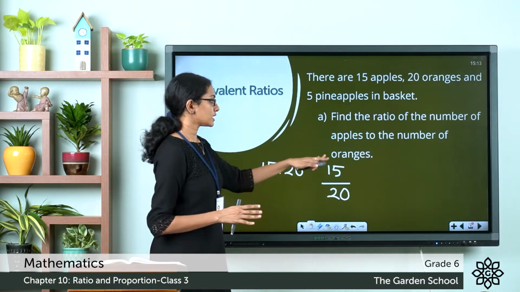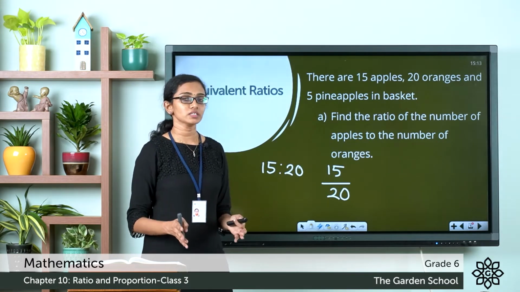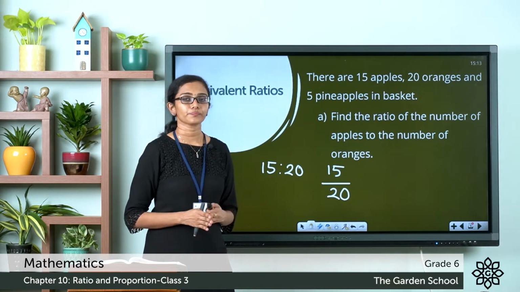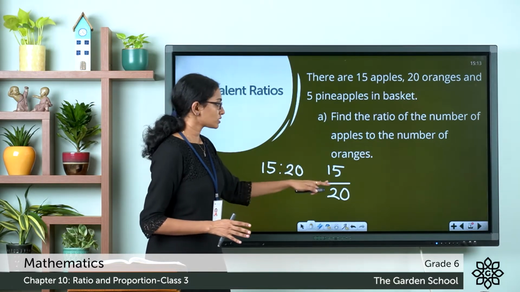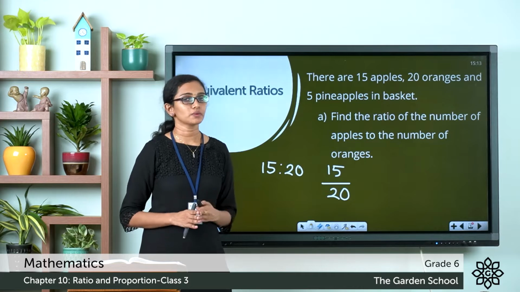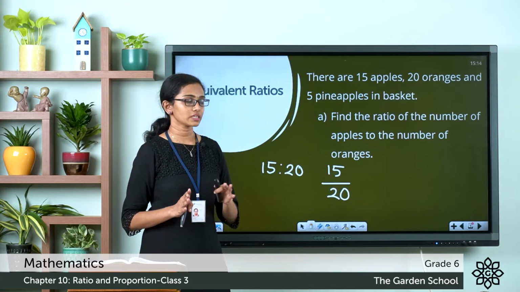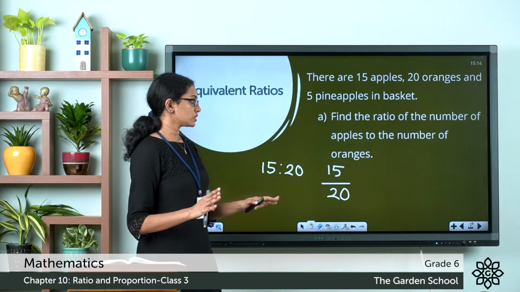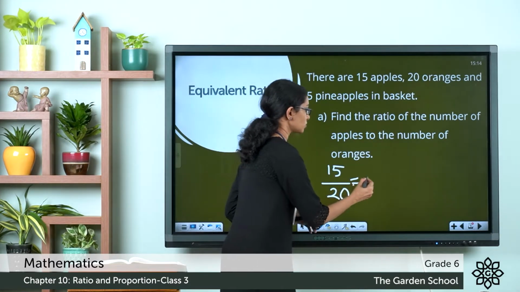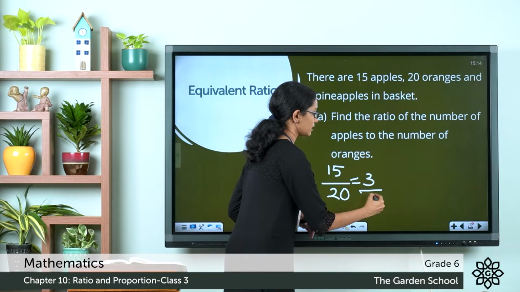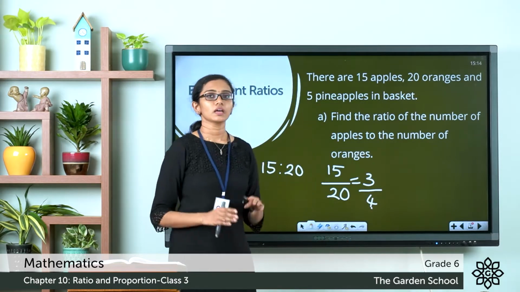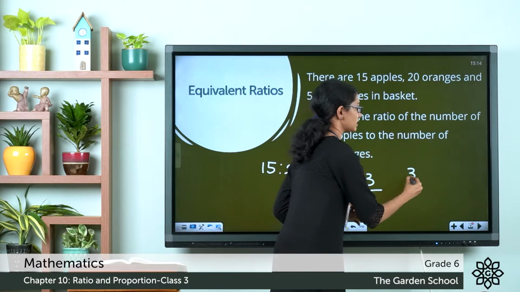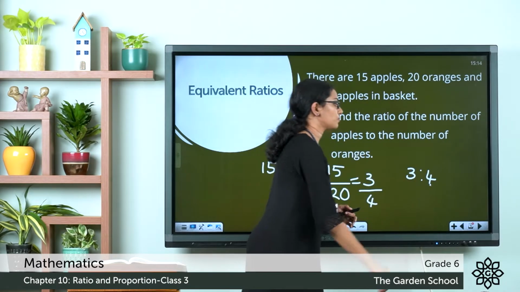Now if you look at it, it is in the form of a fraction and we can reduce this to a simplest form. So both 15 and 20 are multiples of 5. Hence if we divide both the numerator and the denominator by 5, we will see it gets reduced to 3 by 4. And 3 by 4 can be written as a ratio like 3 is to 4.